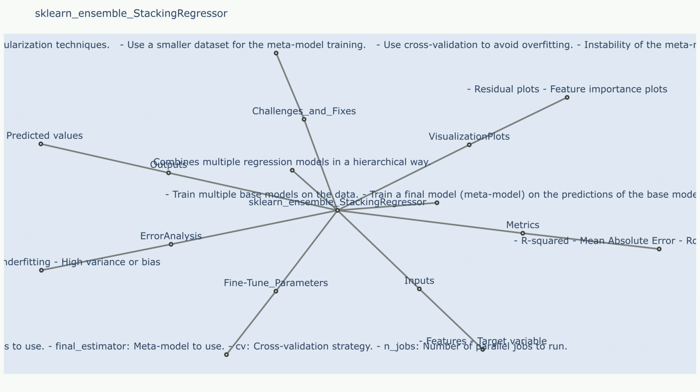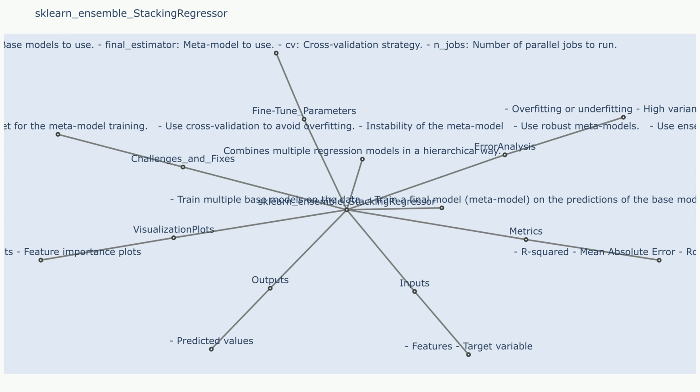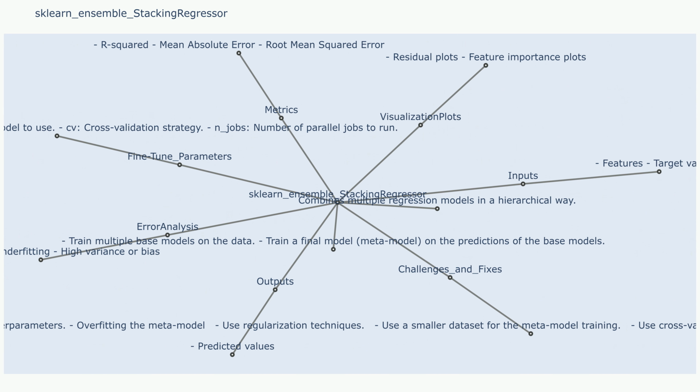Fine-tune parameters: estimators, experiment with different combinations of base models to find the optimal combination for your specific problem. Final estimator, choose a meta-regressor that is suitable for the type of data and task. CV, the number of folds to use in cross-validation when training the base models and meta-regressor. N jobs, the number of CPU cores to use for parallel processing.